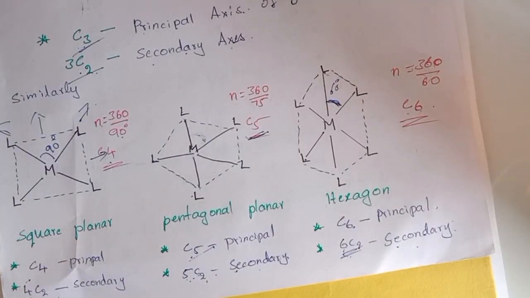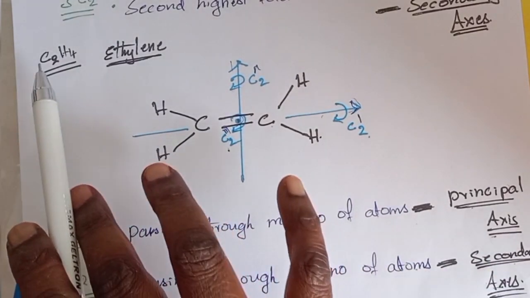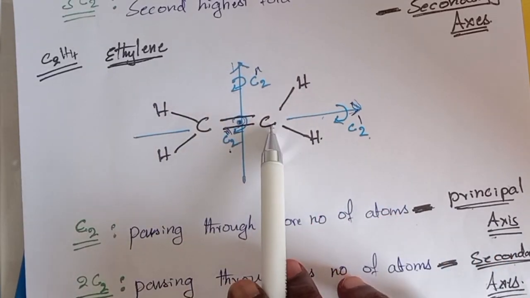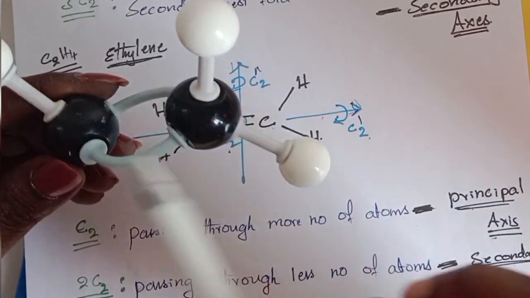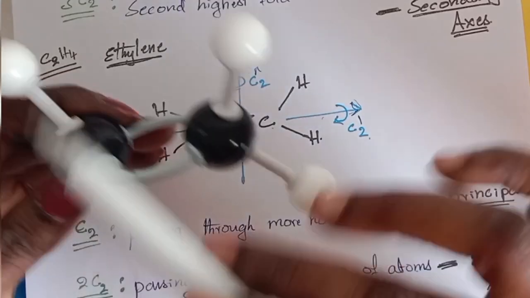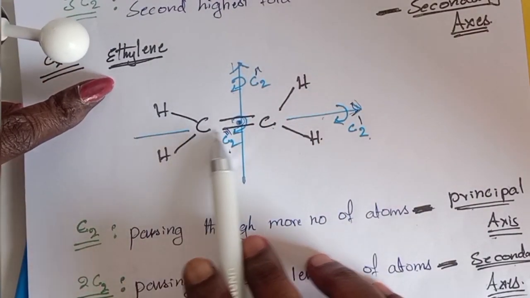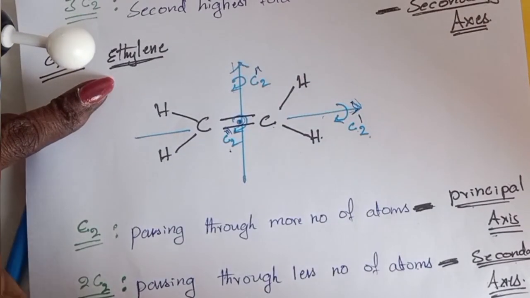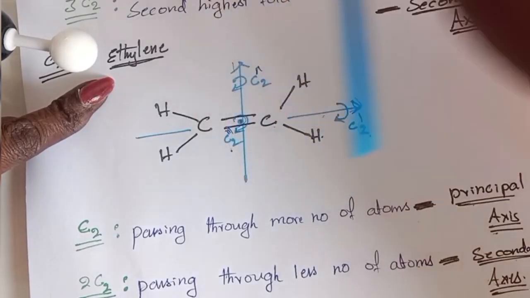We take ethylene as the example. The ethylene formula is C2H4: 2 carbons placed like this and 4 hydrogens placed like this. If we see the model, the 2 carbons have a double bond in between them, and the 4 hydrogens are like this. One of the C2 axes passes through the 2 carbon atoms like this. Again, one of the C2 axes is placed like this, in between the pi bond.